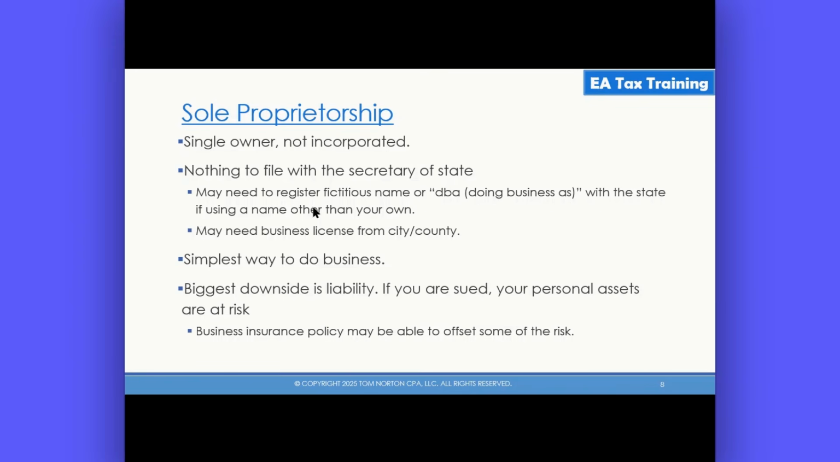So there are general liability policies you can get. For some businesses, you can get something called an errors and omissions policy. Even automobile insurance policies can help. So it is definitely a downside. It's something you want to keep in mind, especially as your business gets bigger. But insurance can offset much of the risk. And we'll see this same thing coming up with some of the other entities as well.